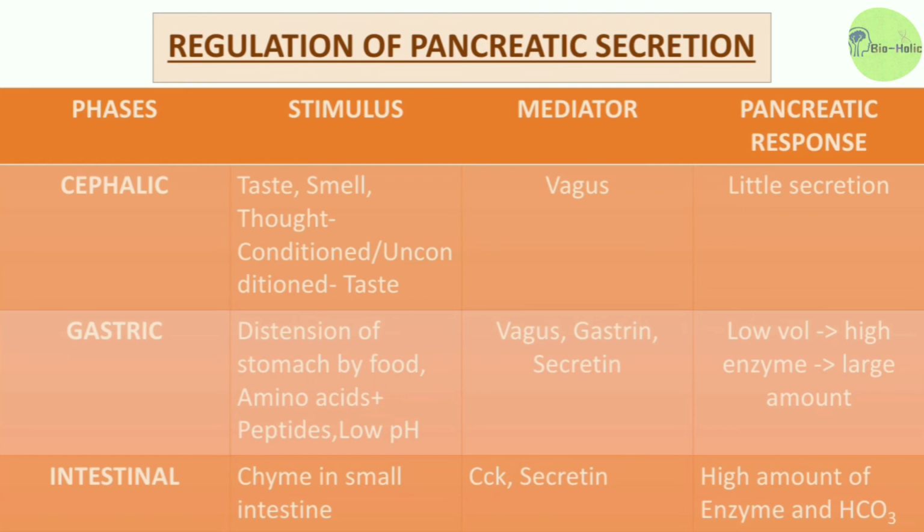Last phase of this secretion is the intestinal phase. This includes two steps. The amino acids and peptides in chyme in the duodenum cause secretion of cholecystokinin that causes pancreatic juice secretion rich in enzymes. And the second one of the intestinal phase is the food in small intestine, which activates the vagus nerve through secretin and CCK and causes pancreatic juice secretion rich in enzymes and bicarbonate ion.